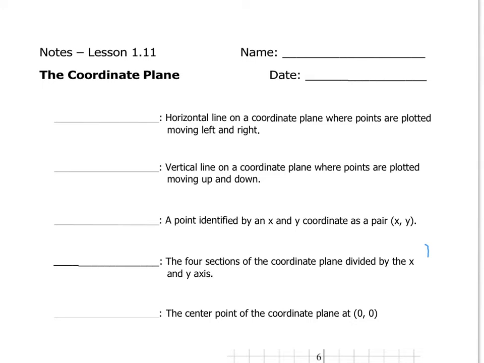So the first definition that we want to take a look at is the horizontal line on a coordinate plane where points are plotted moving left to right is called our x-axis. A vertical line on a coordinate plane where points are plotted moving up and down is called our y-axis.